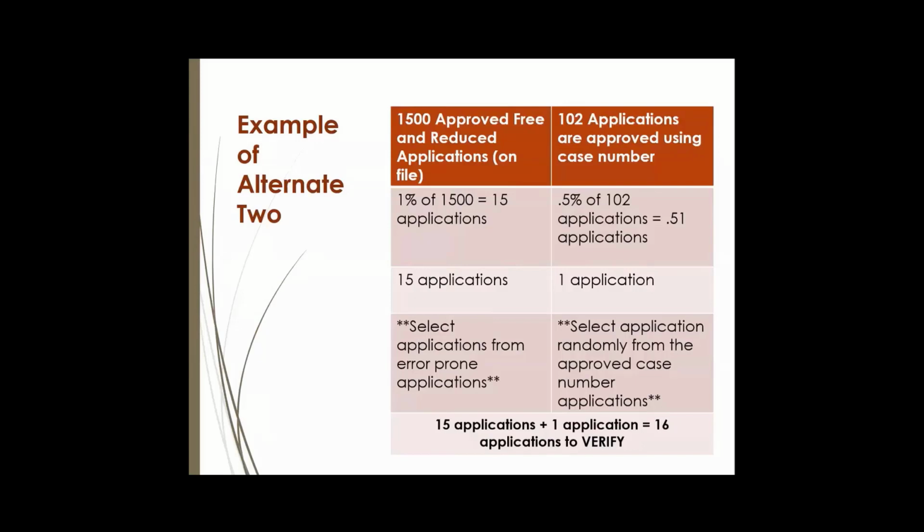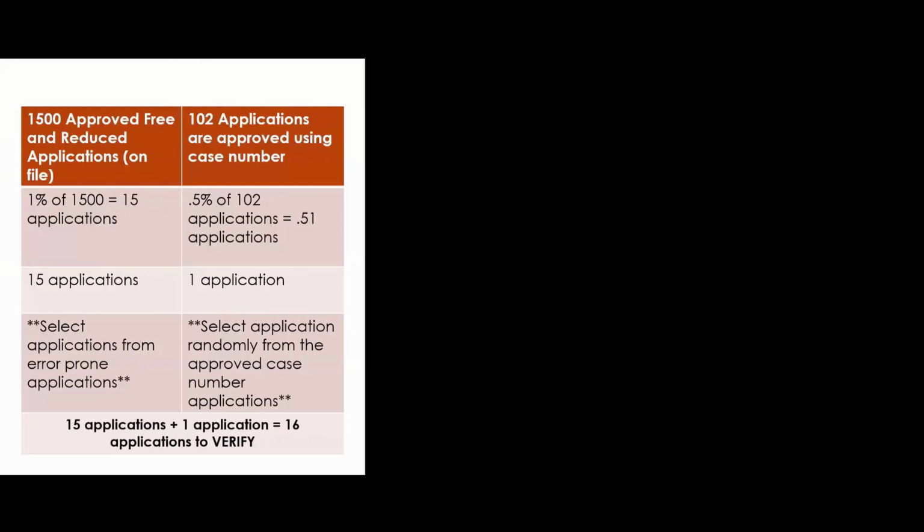And then we put those to the side and we calculate 0.5% of 102 applications, which indicates 0.51. We round up to one application. We add the 15 applications in the first column to the one application in the second column, and it indicates that we have 16 applications to verify.